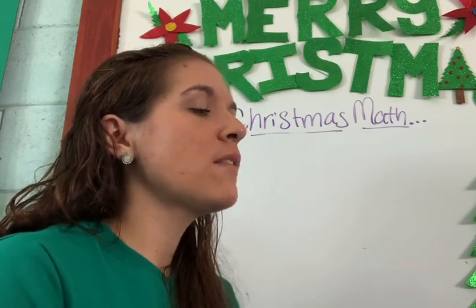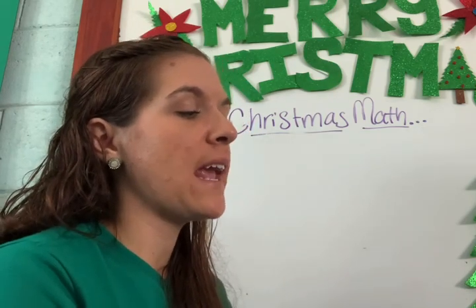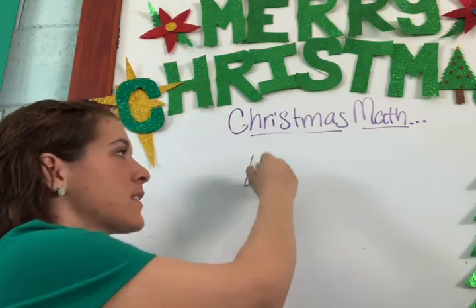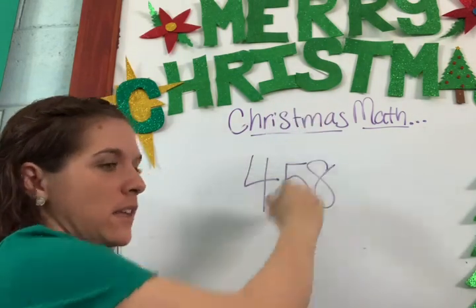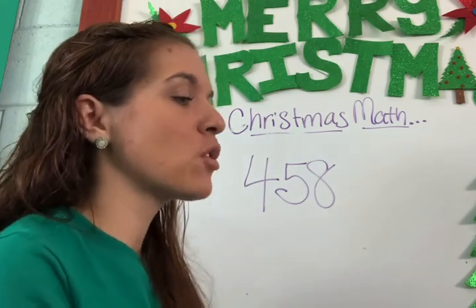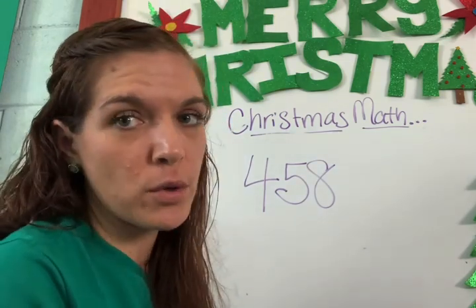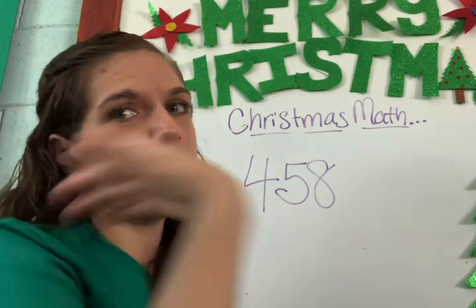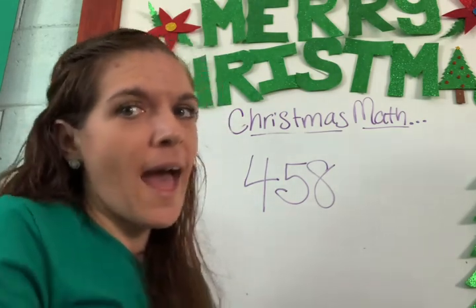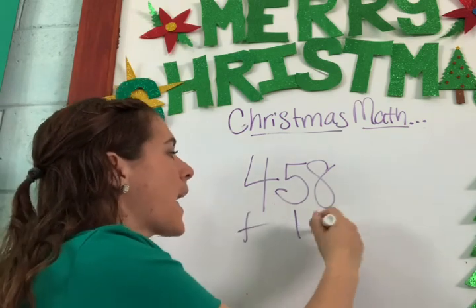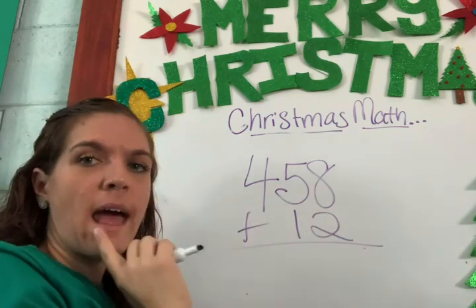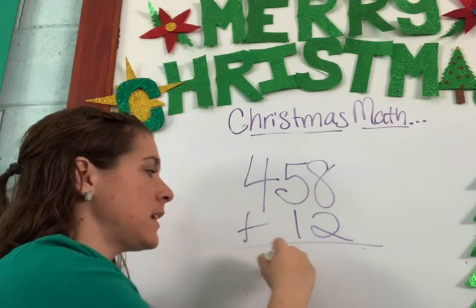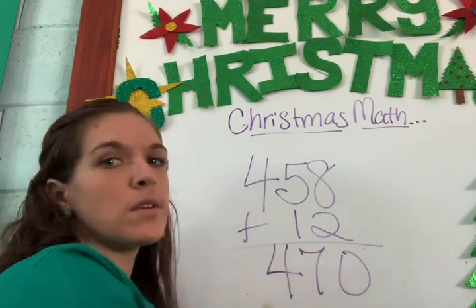Number 2. Dave has 458 holiday cookies. That's a whole lot of cookies, you guys. 458 holiday cookies. Andrew gave him 12 more. What do you do with that? Abigail, what do you do with that? He has 458, Andrew gave him 12 more. Add, very good, buddy. So we're gonna add it. Do it in your head really quick, Frankie. What's that added up together? 470, excellent, thank you.